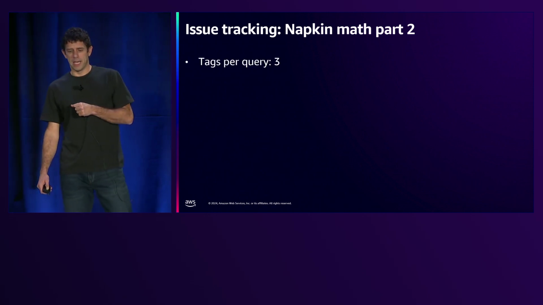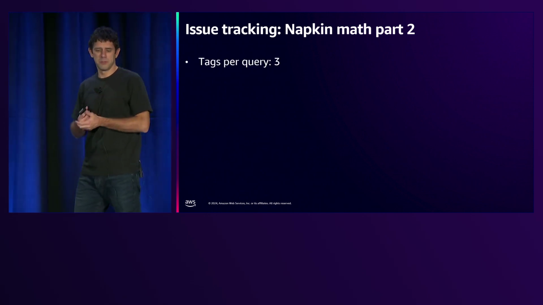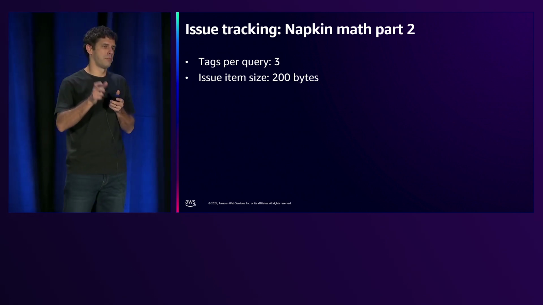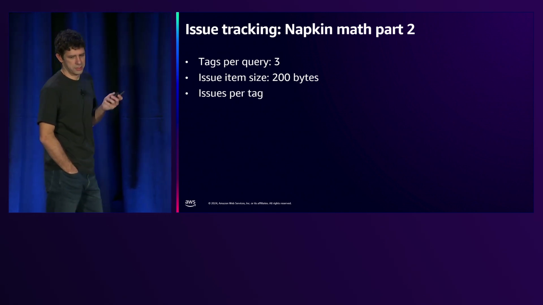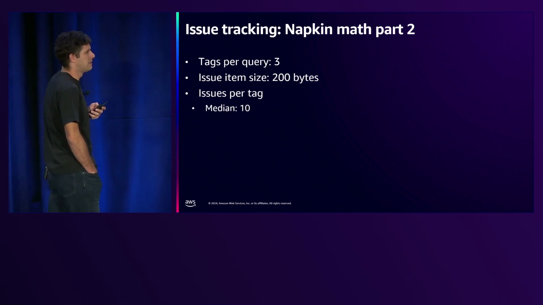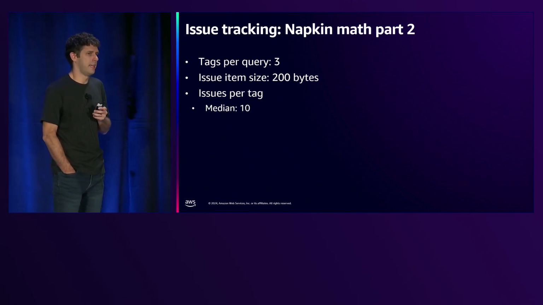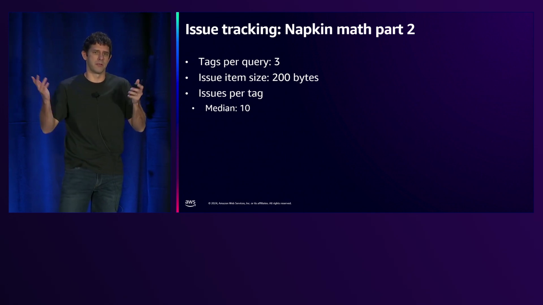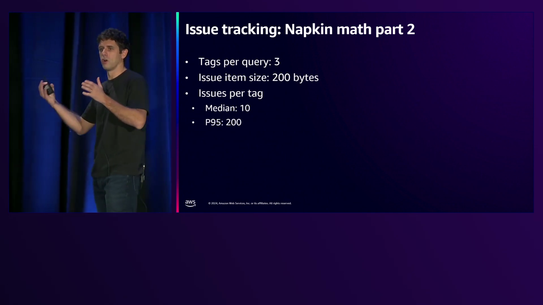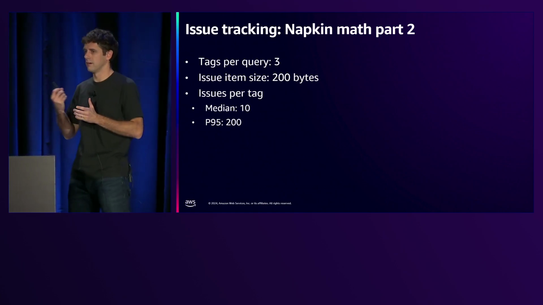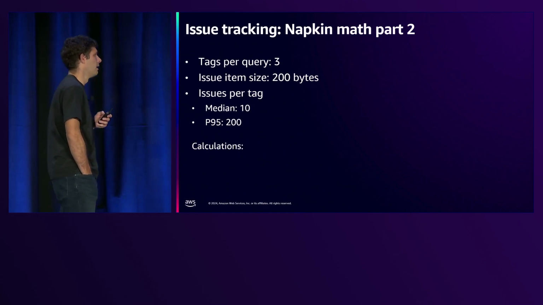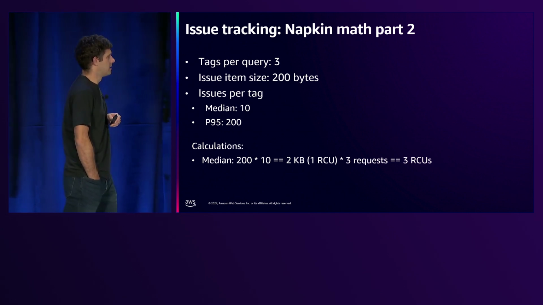So just doing the napkin math on that, let's say generally there's going to be 3 tags per query. Those issue item sizes, it's a pretty bare item. We're not copying a lot of data there, so it's maybe 200 bytes. And then the number of issues that you have per unique tag, let's say at a median it's 10. You probably don't have a lot of, like, sprint 23, you can only put so many issues in that, right? But you might have some related to larger feature areas that have 200 or maybe 500 issues that have that particular tag. So given that, now we can run those calculations again.